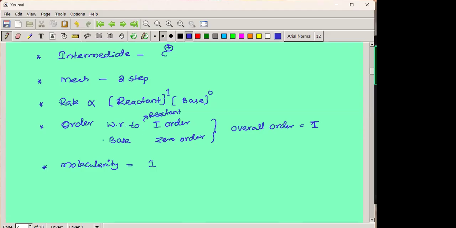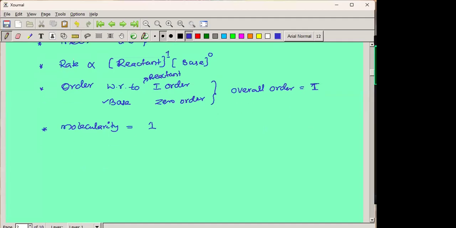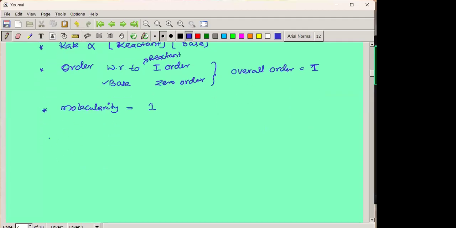I am going to increase the concentration of base. If we increase the base concentration, there is no effect on the rate of reaction, because with respect to base it is a zero order reaction. But with respect to the reactant, it is a first order reaction. If I increase the concentration of reactant 4 times, then the rate of reaction is also increased 4 times. If I increase the concentration of base 4 times, the rate of reaction is not affected because it is zero order with respect to base. Clear?